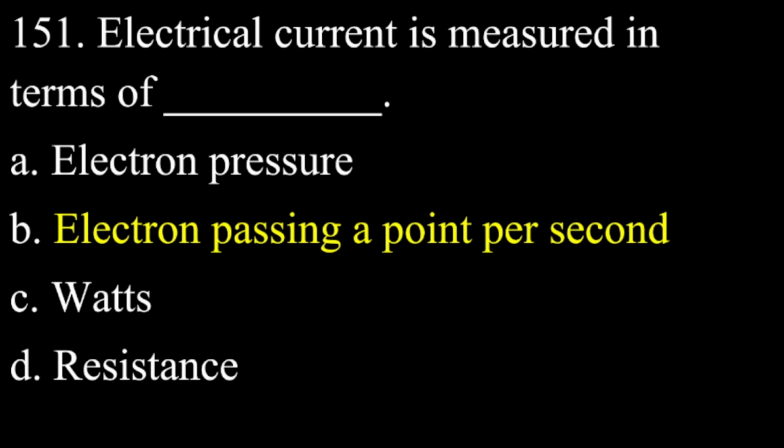Electrical current is measured in terms of blank. A. Electron pressure. B. Electrons passing a point per second. C. Watts. D. Resistance.